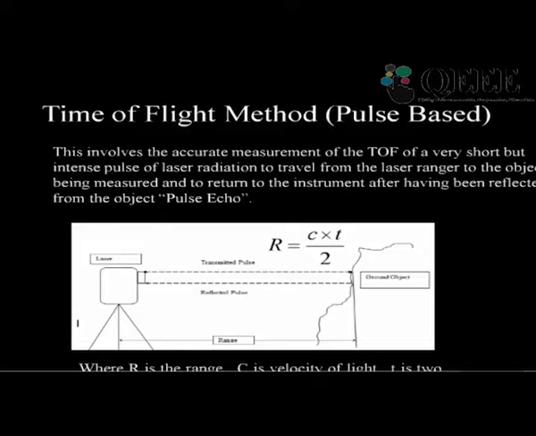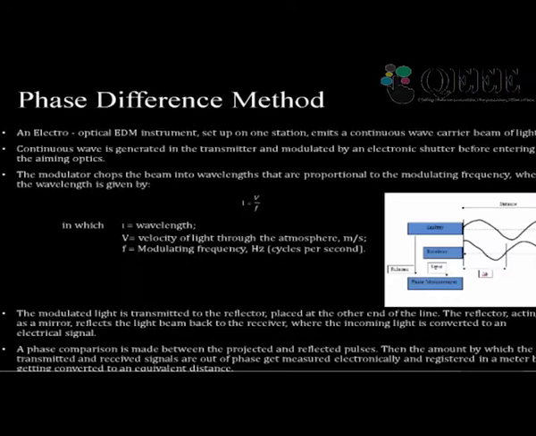Normally the time of flight based total stations can be used for measuring long range distances, maybe beyond 5 or 6 kilometers. The time of flight method can be utilized. The next one is the phase difference method.